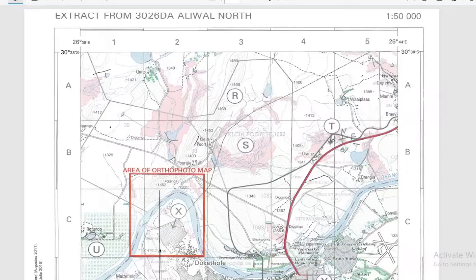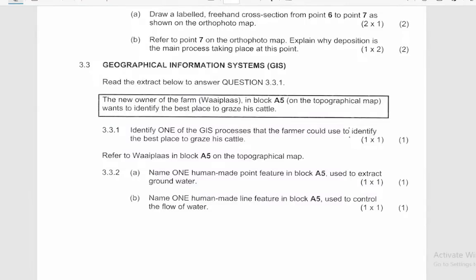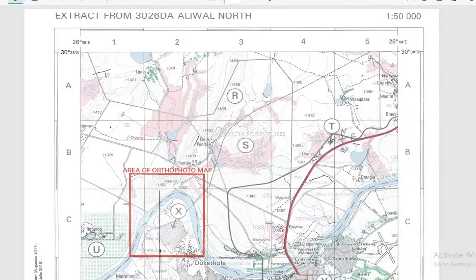Then you check again the other question. Name one human-made feature used to control the flow of water. Again, in the same block, now we want a feature to control the flow of water. If you try to check around here, the only feature that you can rely on, which is a line feature, is this dam wall here. The dam wall is the one which is used to control the flow of water.